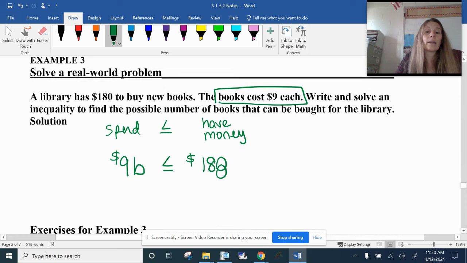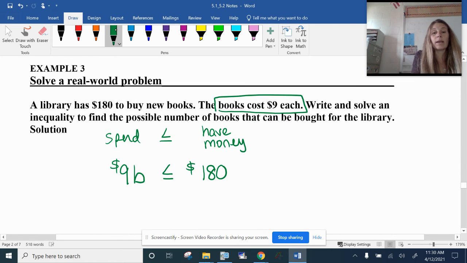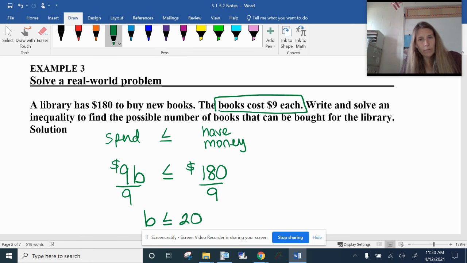So now if I go ahead and I want to solve this, in order to solve it, all I have to do now is divide by the 9. And I would get B is less than or equal to, and it would be 20. But what is the 20 representing in this case? Some people were thinking it was dollars initially, but be careful.